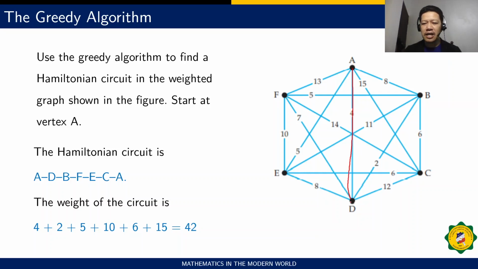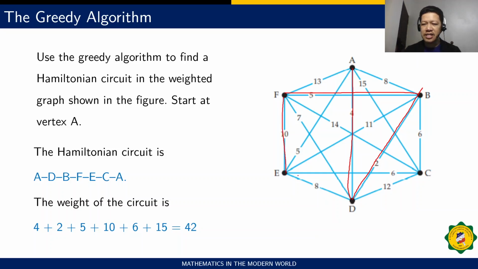Looking at the lines connecting to D, we have 12, 8, 7, and 2 is the lowest, so we go to B. Comparing the lines connected to B, we have 8, 5, 11, 6. We have 5 here, so we go to F. We have not yet visited C and E. Comparing the weights, 10 and 14, we visit E.